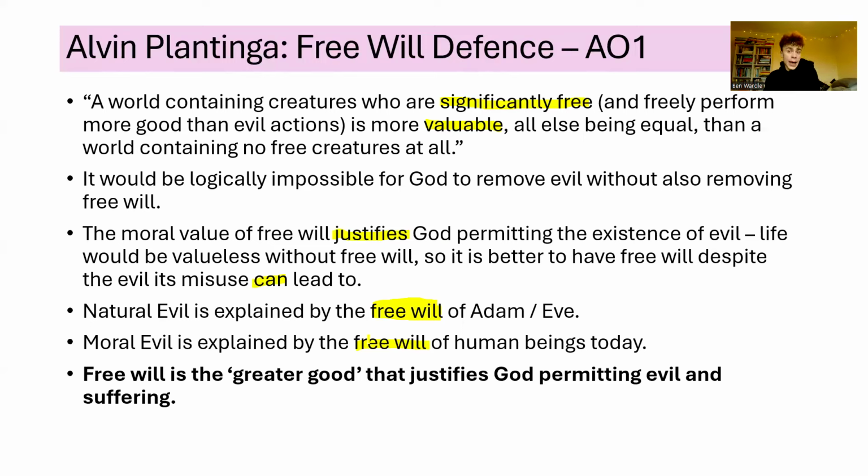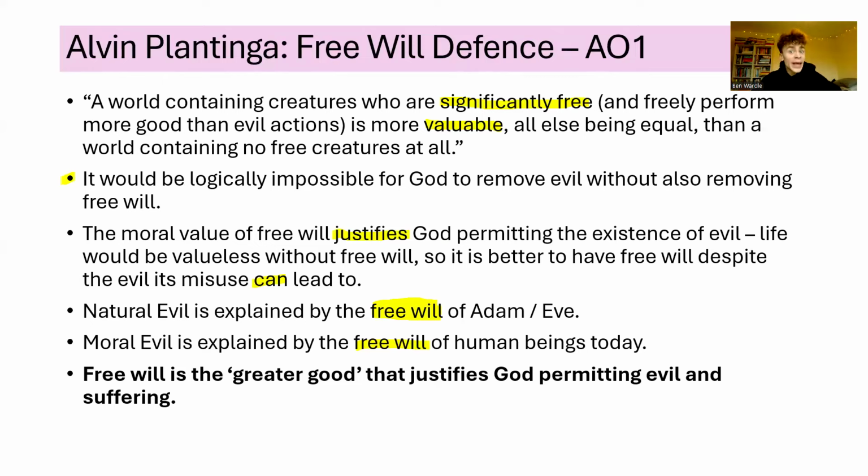And so God can be defended and the problem can be resolved by saying that free will is, I'm going to say it again, the greater good. And so there is that necessary consequence of the risk being there. People may choose to do evil things and therefore cause suffering. Because, and I think it all comes down to this actually, it would be logically impossible for God to remove evil without also removing free will.